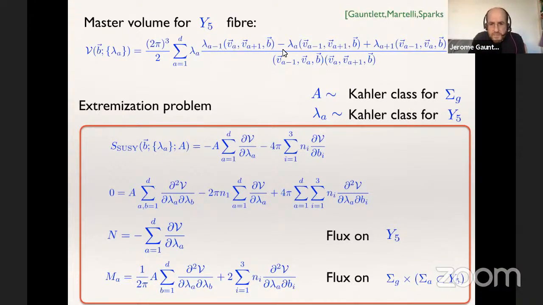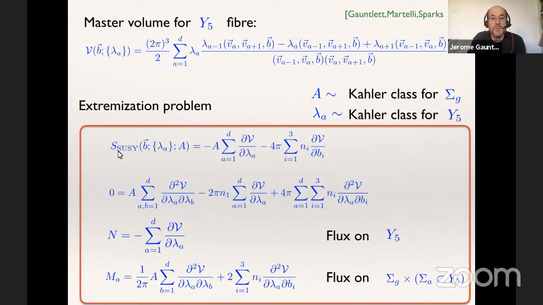You add them up with these lambdas, and you'll notice the index on the lambda A is changing a little bit. Anyway, that is a completely concrete algebraic thing you can construct as a functional of the v's, that's telling you your toric data, as well as the choice of b, and the lambdas are some Kähler class parameters. And the extremization problem I told you about now turns into this algebraic problem.